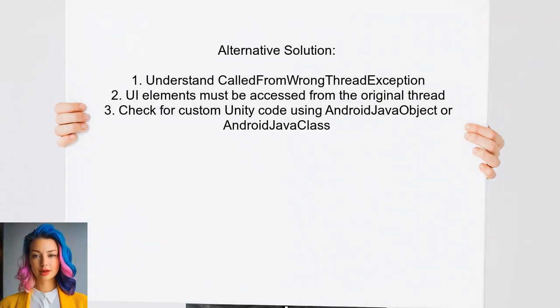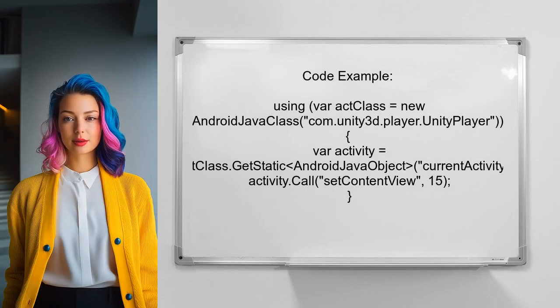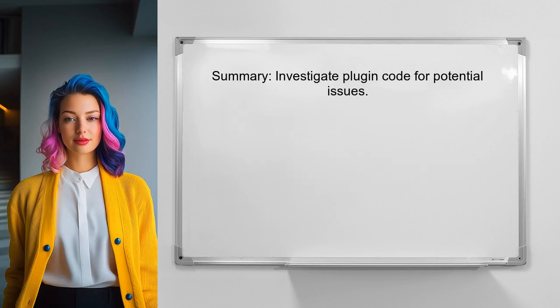This user explains that the called from wrong thread exception occurs when a UI element is accessed from a thread other than the one that created it. They suggest that the issue may stem from custom Unity code, particularly when using Android Java Object or Android Java class calls. They provide a code example that simulates this exception, demonstrating how accessing UI elements incorrectly can lead to similar errors. They encourage investigating plugin code as a potential source of the issue.